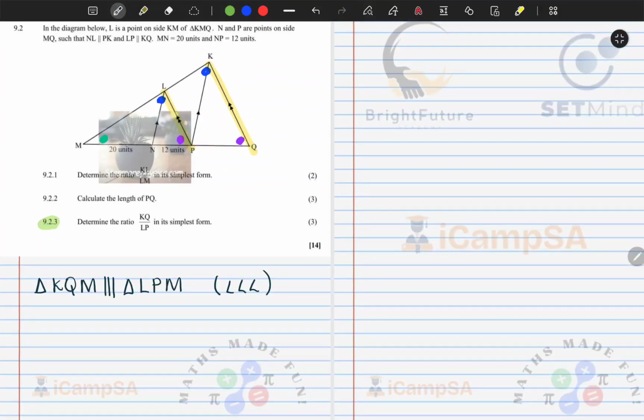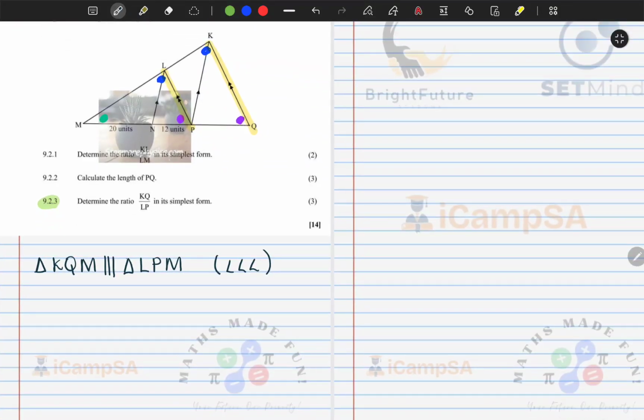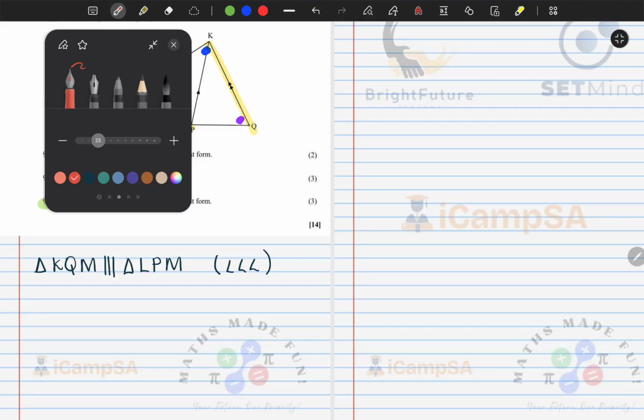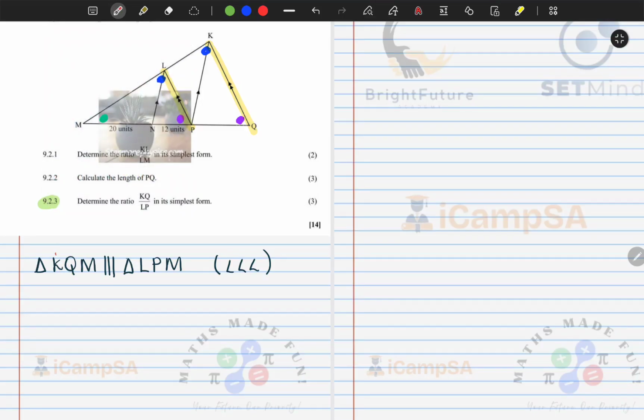Okay. With now this in mind, we can therefore put these sides in proportion. Okay. So if you observe carefully, you can take this one over this one, or you can take KQ, then you'll divide it with LP. Okay. So you'll see that you'll have KQ divided by LP. And this will be equal to QM divided by PM.